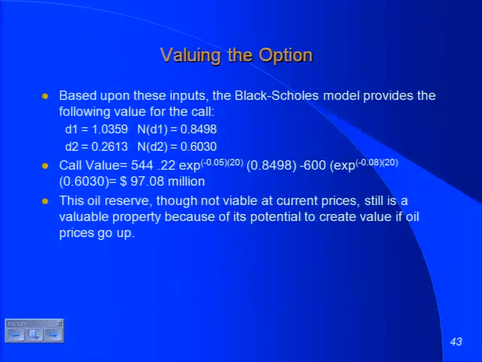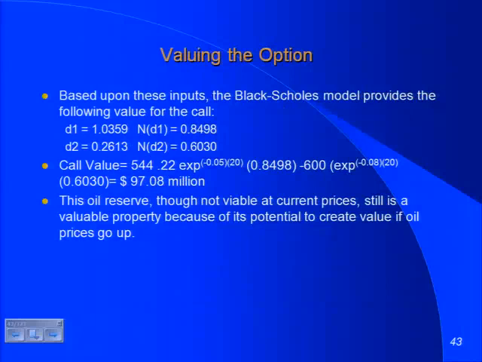Plug in the numbers in the Black-Scholes, the value that I get for this undeveloped reserve, which is not viable today, is 97.08 million. It's not viable, but it's still worth 97 million. You know how I'd use this? If I had to bid on this reserve, and governments often put up oil reserves for bidding, that is my reservation price. I'm not going to be stupid and walk in and offer 97 million. I'm going to try 1 million, 2 million, but that's the price I should be willing to pay for this reserve because oil prices are volatile.